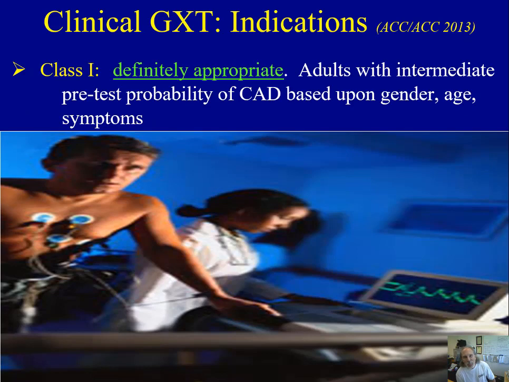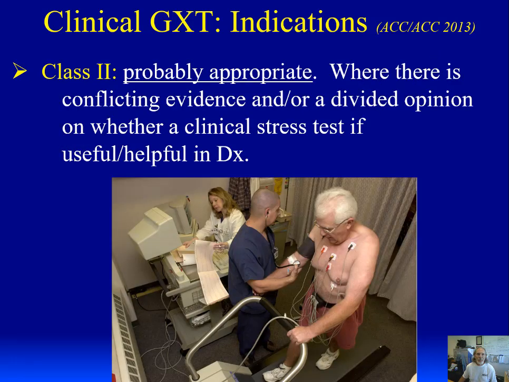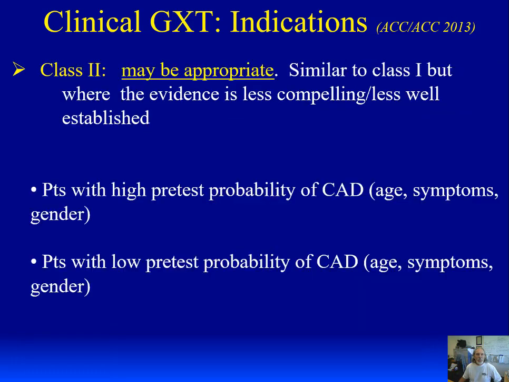Class 1, the indication, so definitely appropriate. These are the majority of patients. They're adults with intermediate pretest probability based on age, gender, family history, symptoms, etc., etc. Class 2, probably appropriate, and basically there's conflicting evidence or opinion on whether a clinical stress test will be helpful in diagnosing coronary artery disease.